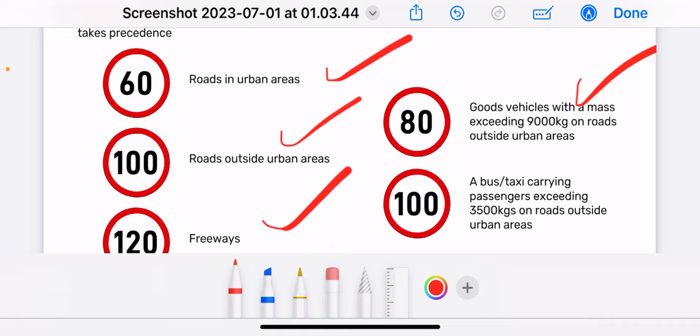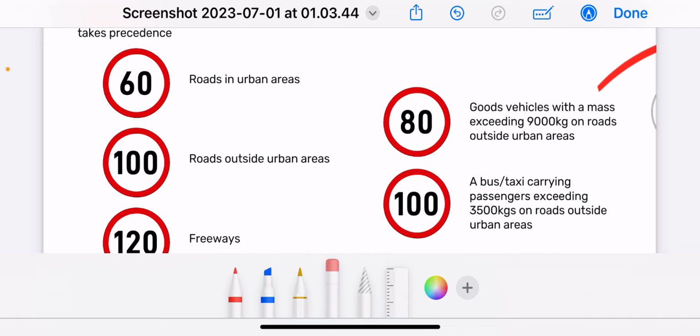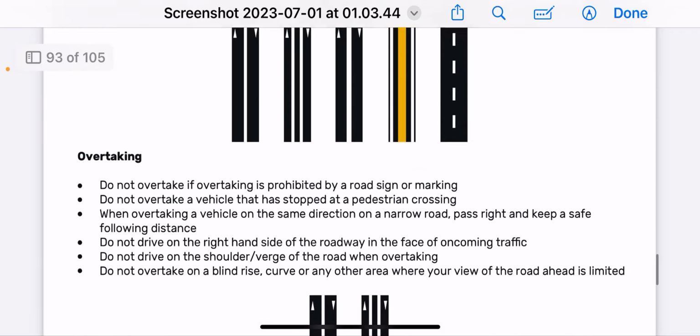And then a taxi carrying passengers exceeding 3,500 kilograms on the road. Okay, this one, not only on the road outside urban areas, but this is just the general speed limit for taxis and buses, that one. Okay, right, then let's move on.